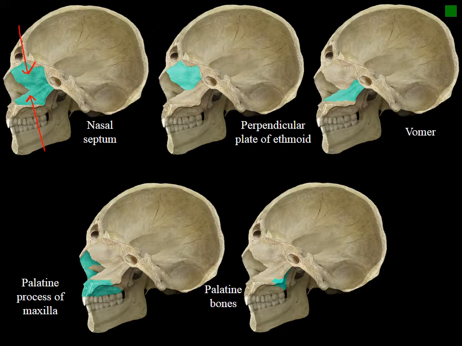This view is also really nice to show the centerline structures. This particular centerline structure is called the perpendicular plate of the ethmoid bone, and it makes up the superior part of your nasal septum. And then it is joined by the vomer, which is a singular bone in the face, which is making up the inferior portion of the nasal septum.